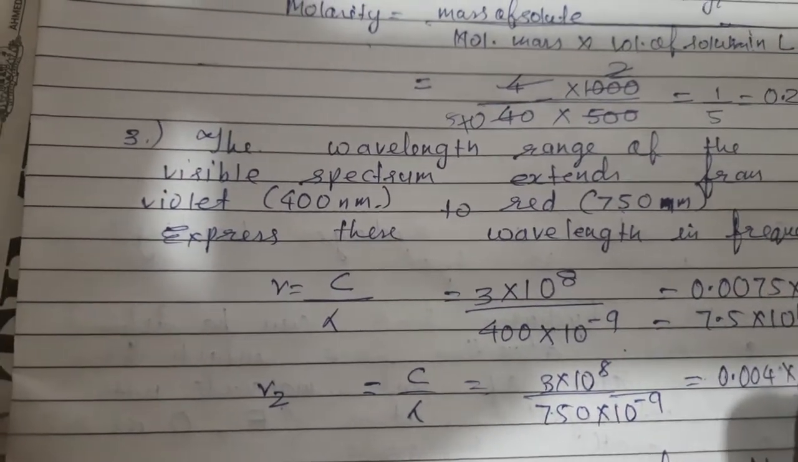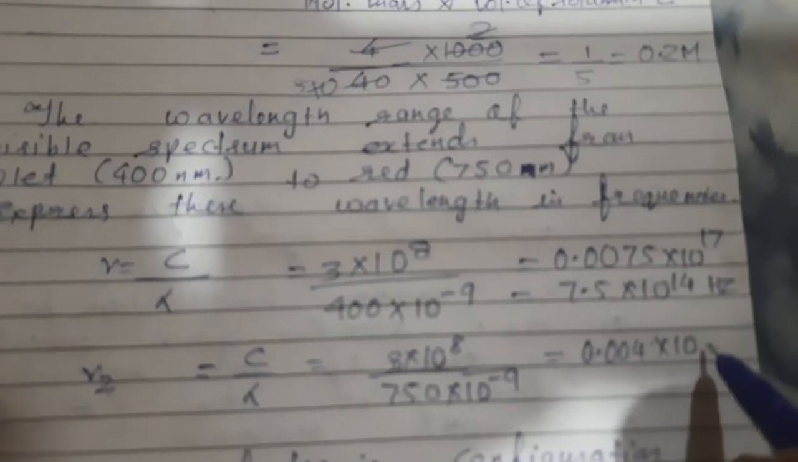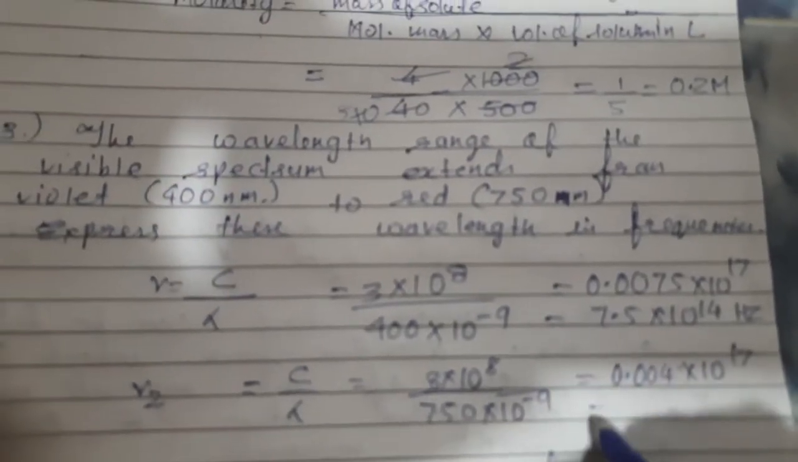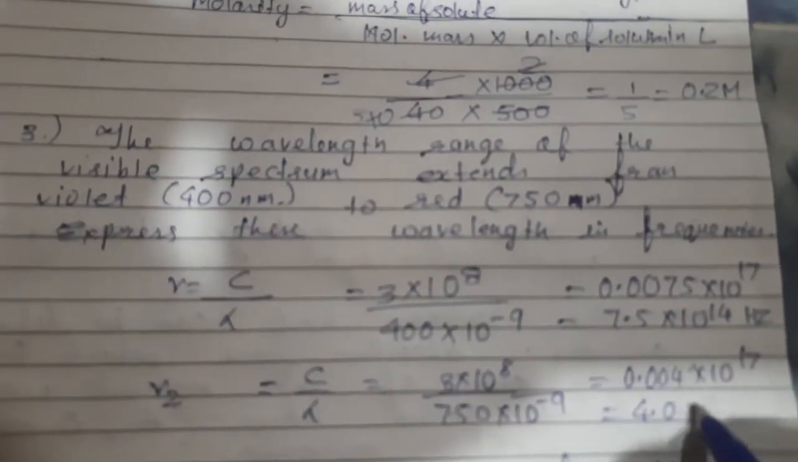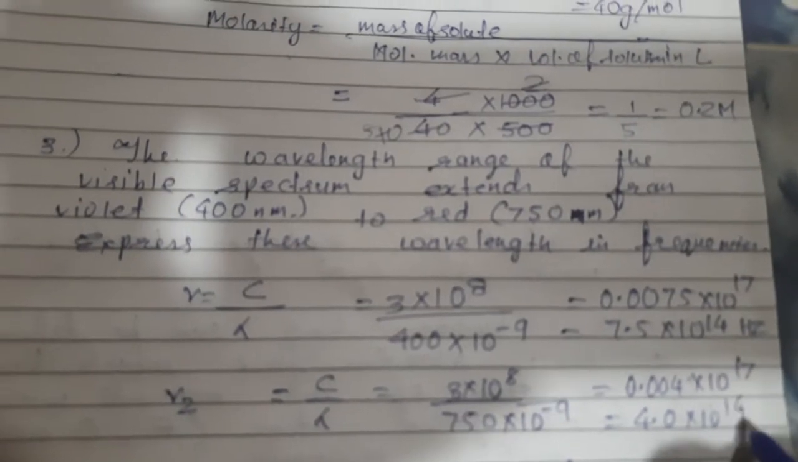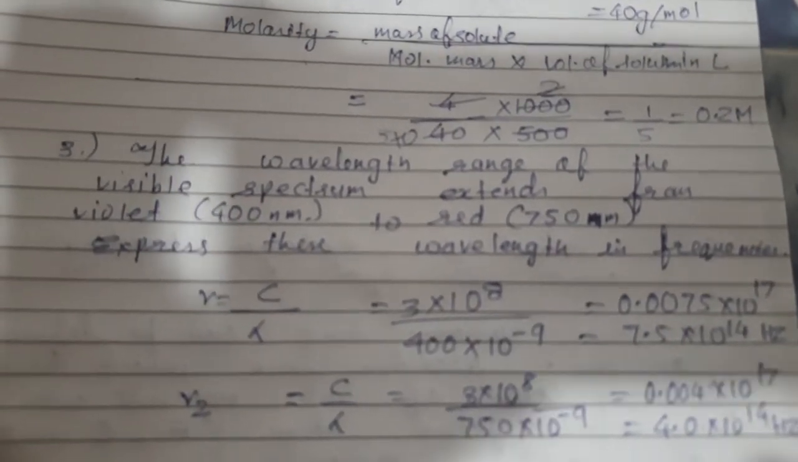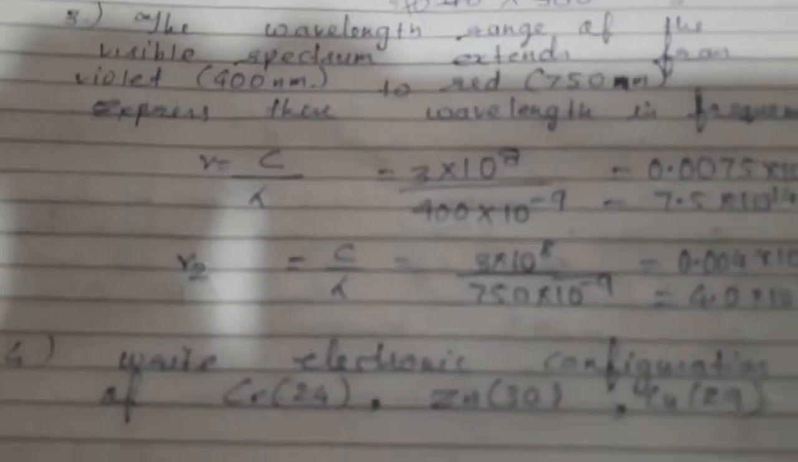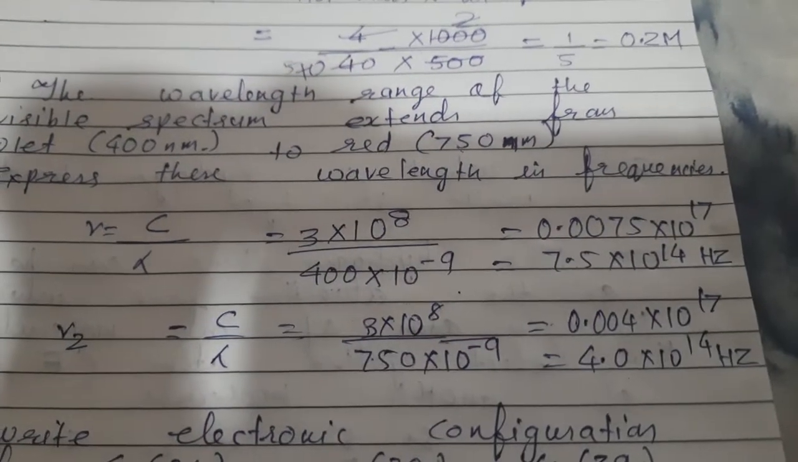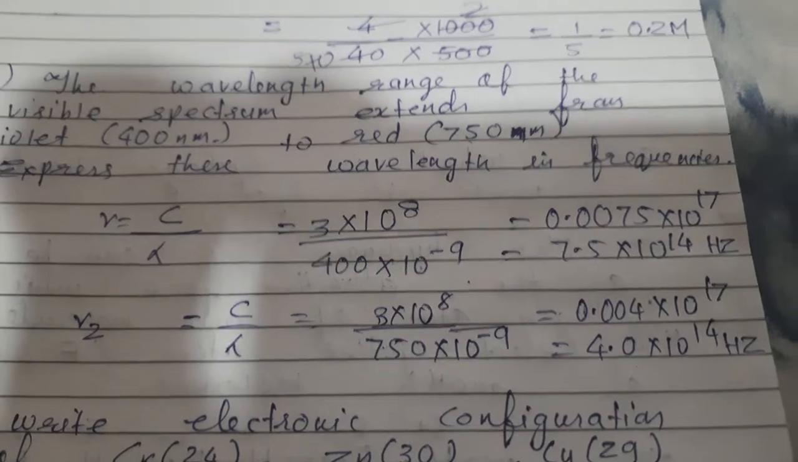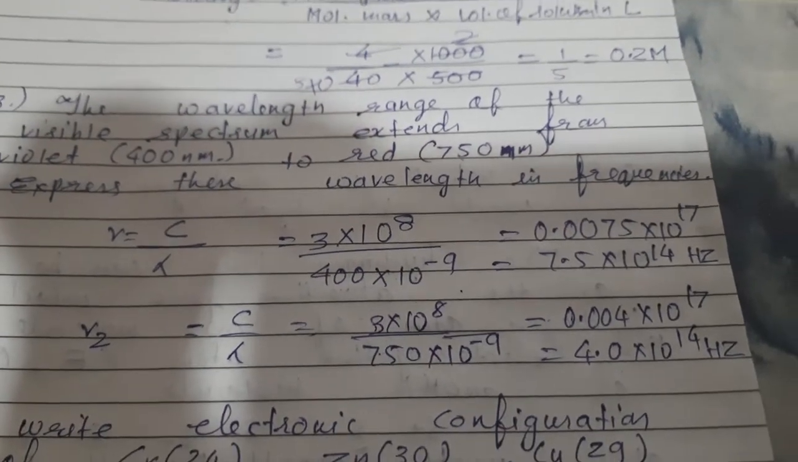0.004 into 10 raised to power 17. Same way, it is 4.0 into 10 raised to power 14 hertz. Clear? In this way, we have converted the lambda, that is wavelength, into frequency. Okay. Now let us go for the next sum.